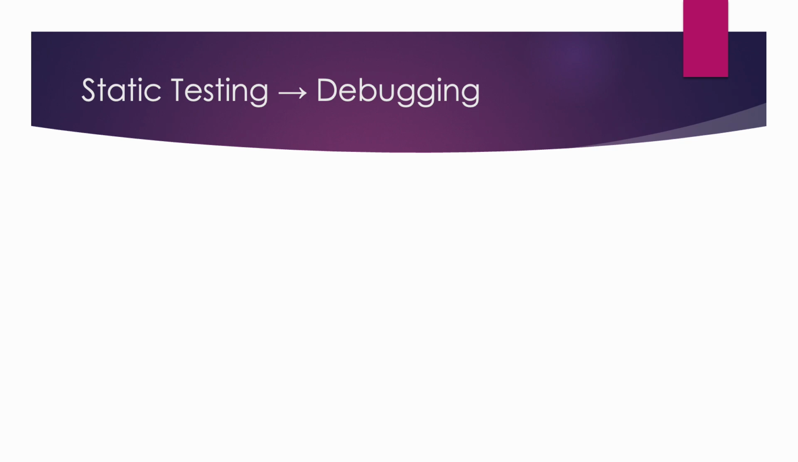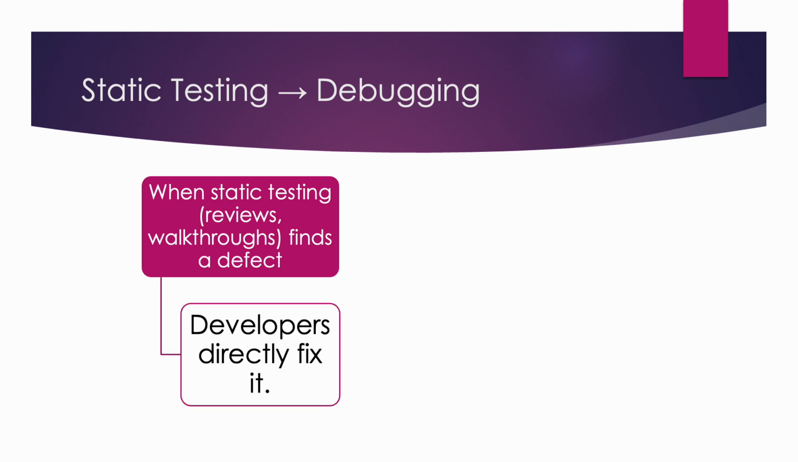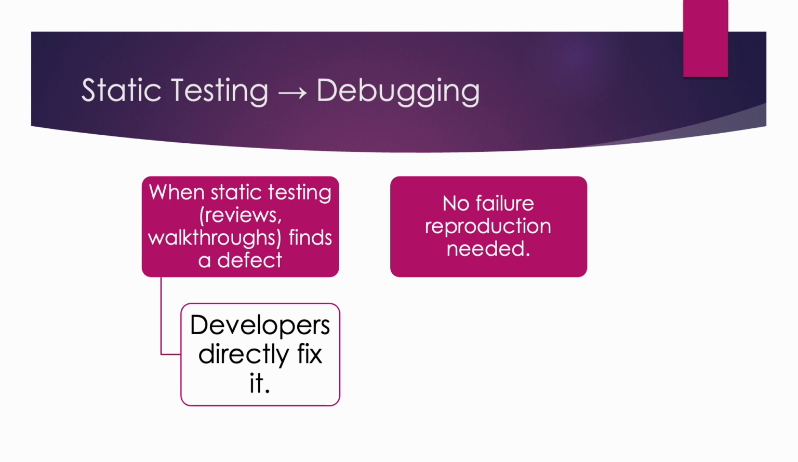Now, what about static testing? If you find a defect during a review or walkthrough, there is usually no failure to reproduce because the software wasn't executed. Developers simply jump straight to the debugging activity. They fix the defect in the document or code before the product even runs. This makes static testing extremely cost effective. Defects are cheaper to fix before execution.